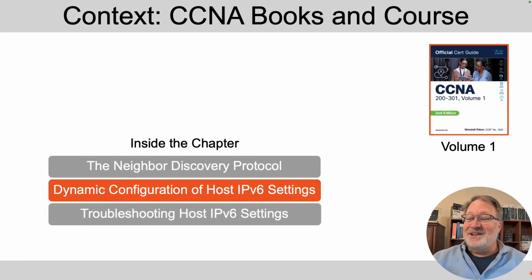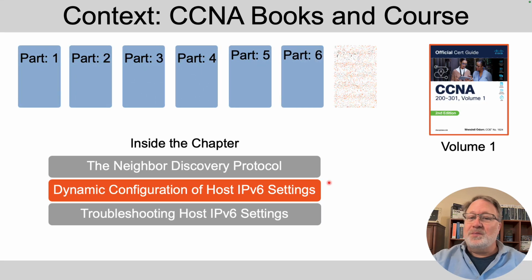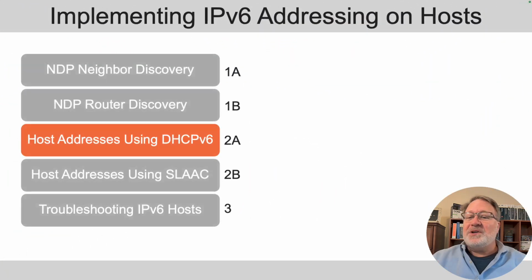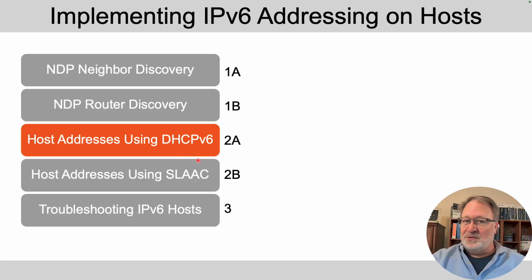This chapter comes in the middle of a chapter focused on endpoints. We've already talked about Neighbor Discovery Protocol, and now we'll talk about dynamic configuration of host IPv6 settings. In the current books, it's at the end of the first volume. In that particular chapter, I split out the first section into two videos, each on NDP. And now I'm splitting out the second section into two videos. This first one is about using DHCP version 6, specifically stateful DHCPv6, with another one on SLAAC.